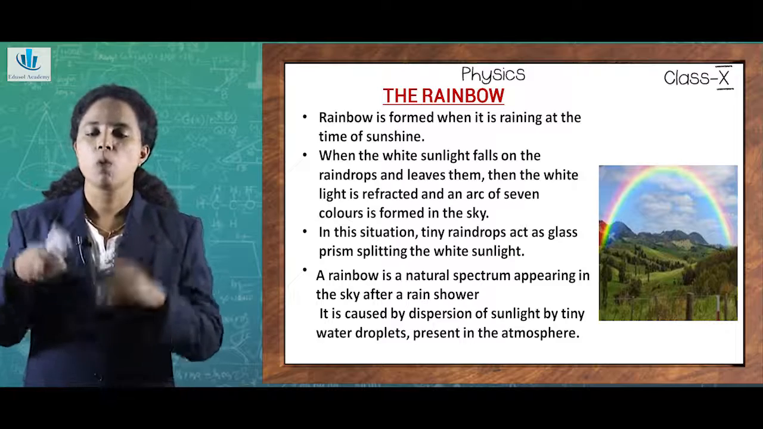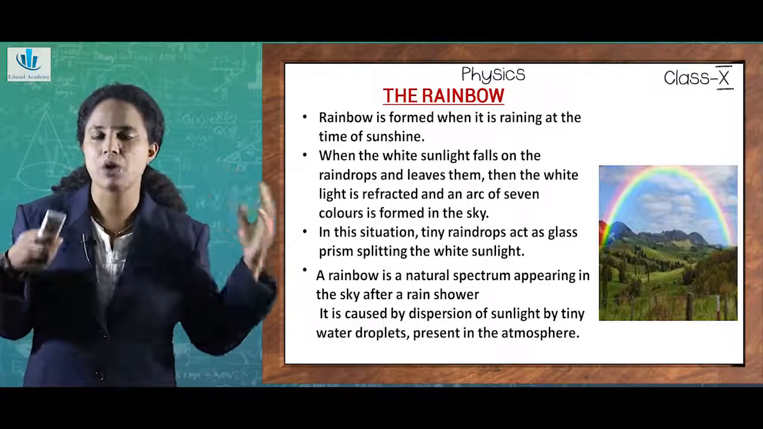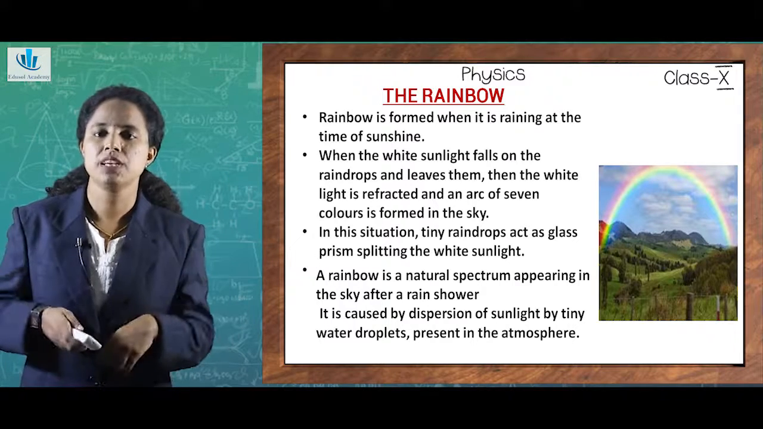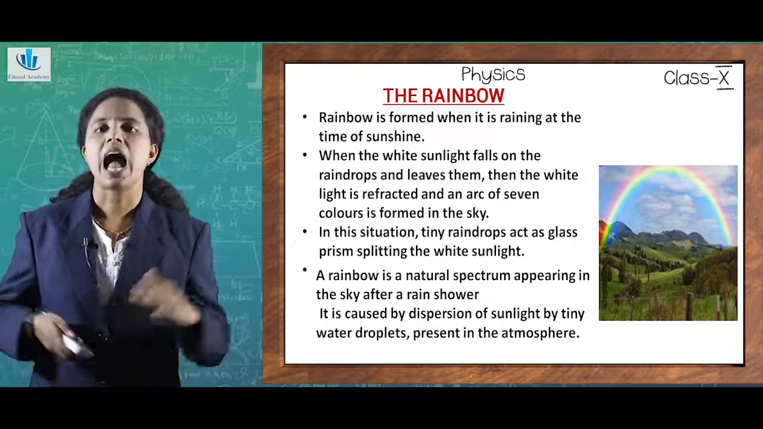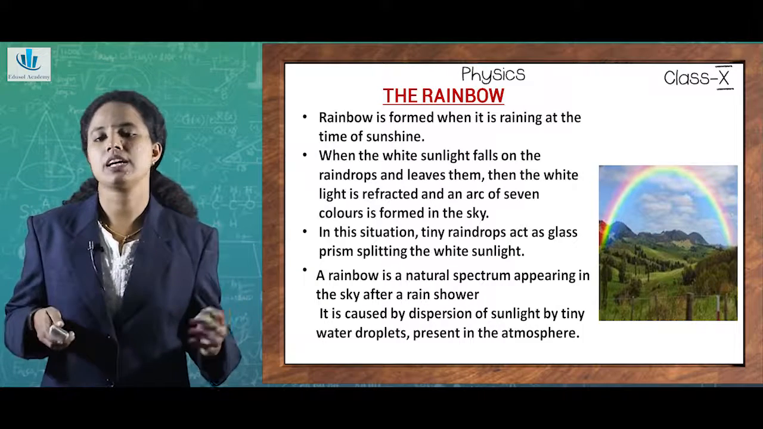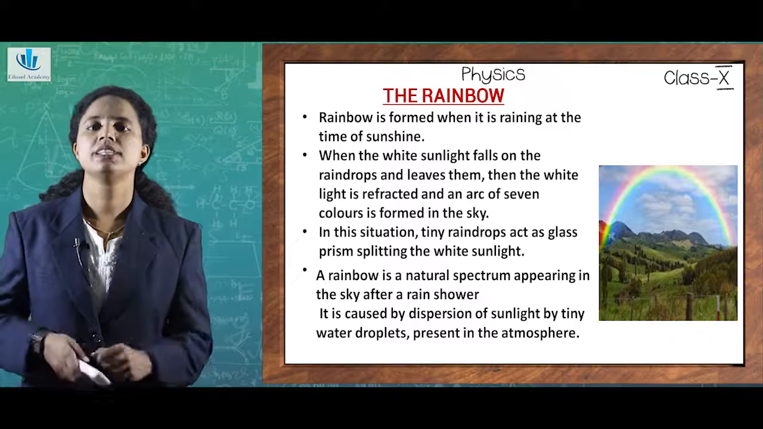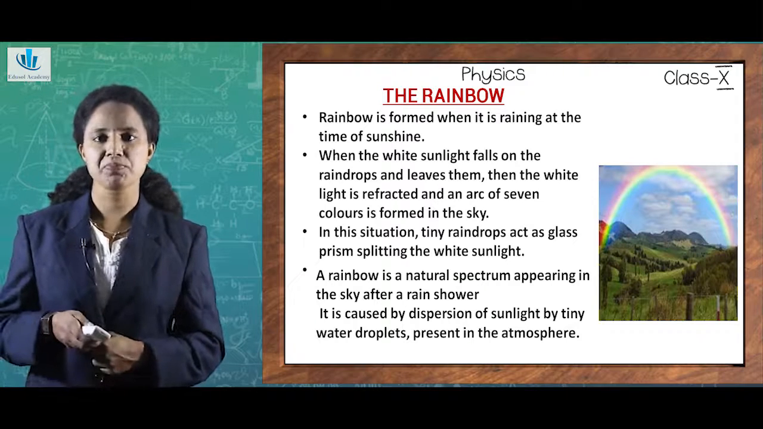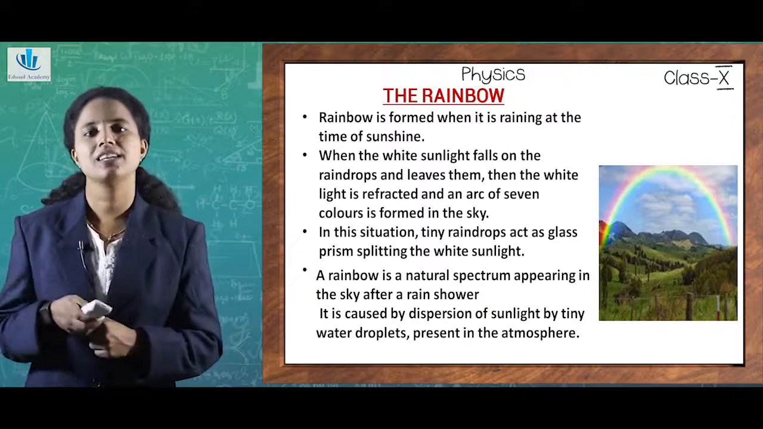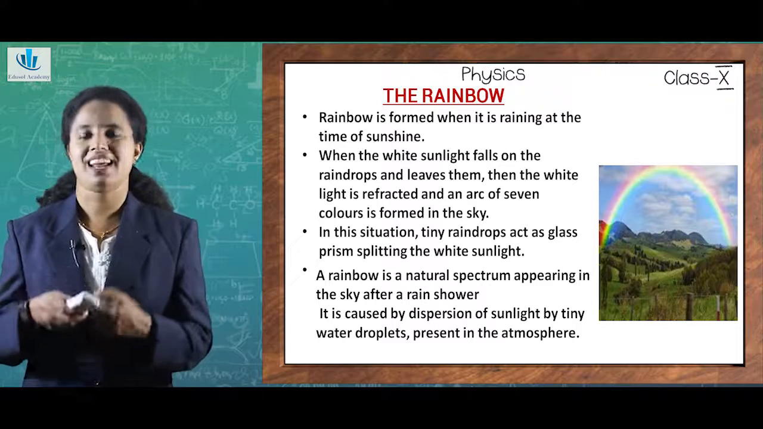What happens is that when sunlight, or white light, falls on the raindrops, whether it is raining or it rained some time before, and leaves them, this white light will be refracted. And as the light undergoes refraction, a band of spectrum, or 7 colors, is formed in the sky. But here there should be a prism, isn't it? We have already taught that dispersion happens when white light passes through a prism. So here, who may be acting as the prism? In this situation, the tiny raindrops present in the atmosphere act as glass prisms and help to split the white sunlight.